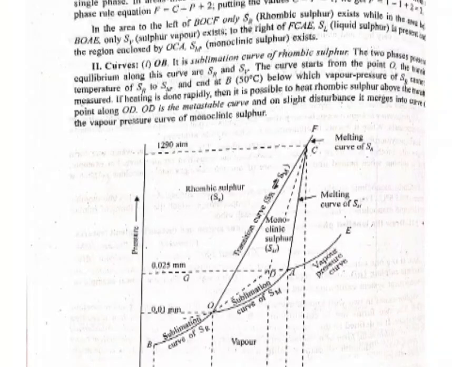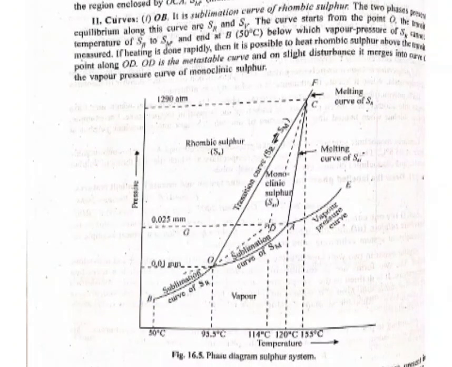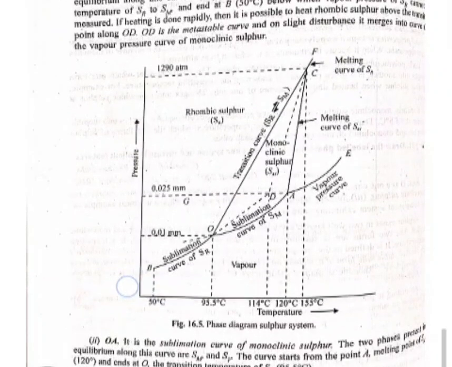In the area to the left of BOCF, only SR, rhombic sulfur, exists, while in the area below BOA only SV, sulfur vapor, exists. To the right of FCA, liquid sulfur is present, and in the region enclosed by OCA monoclinic sulfur exists.